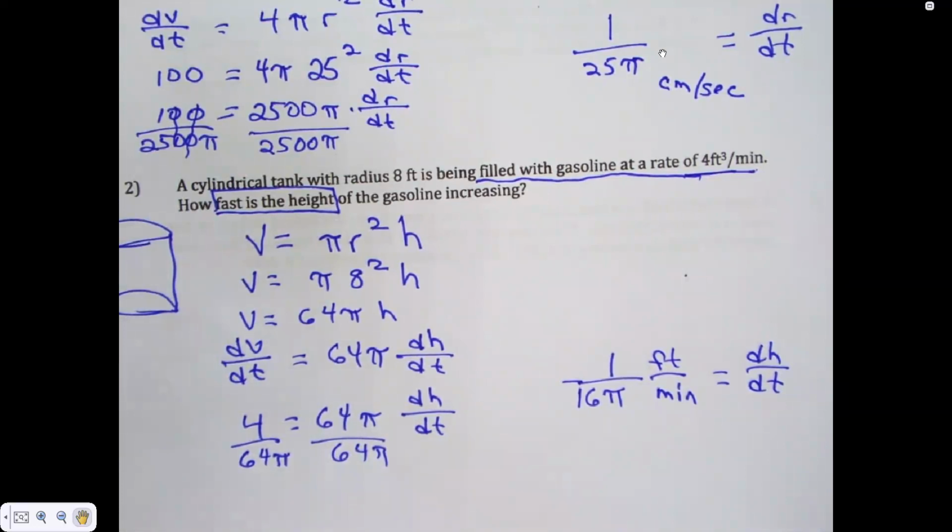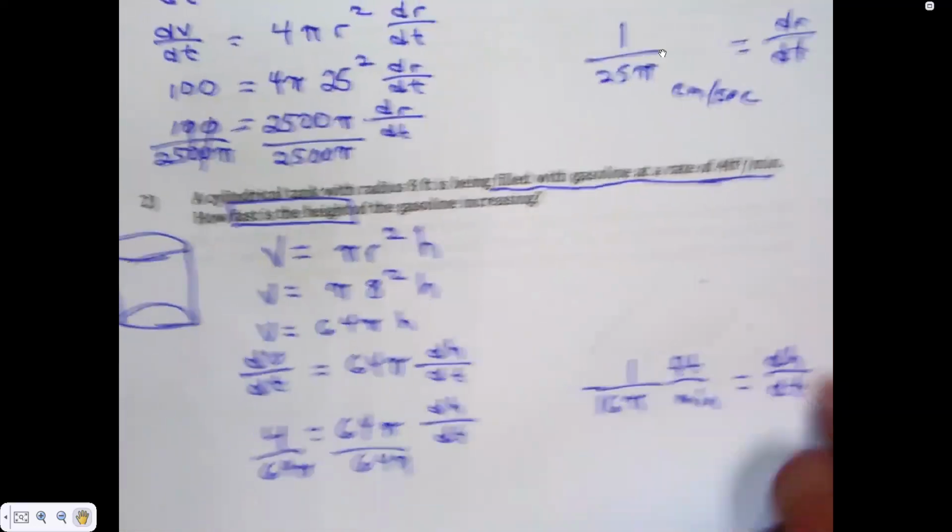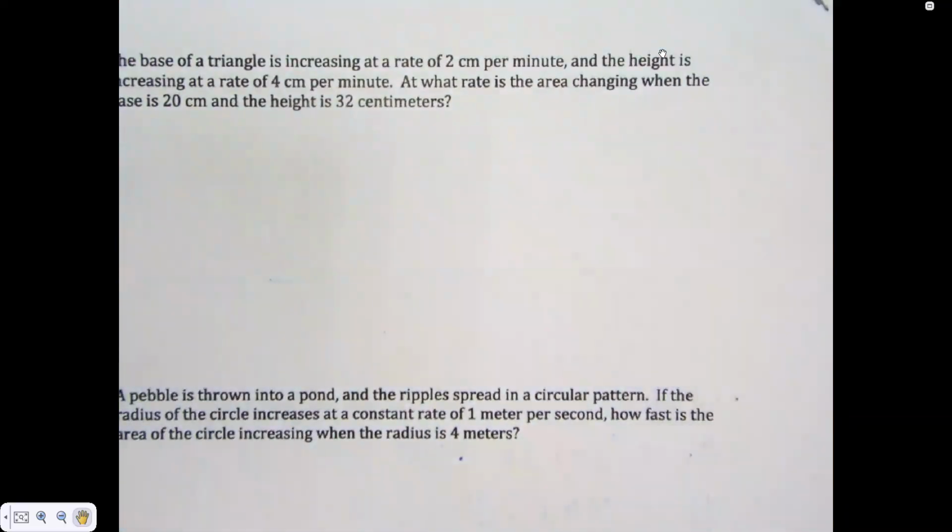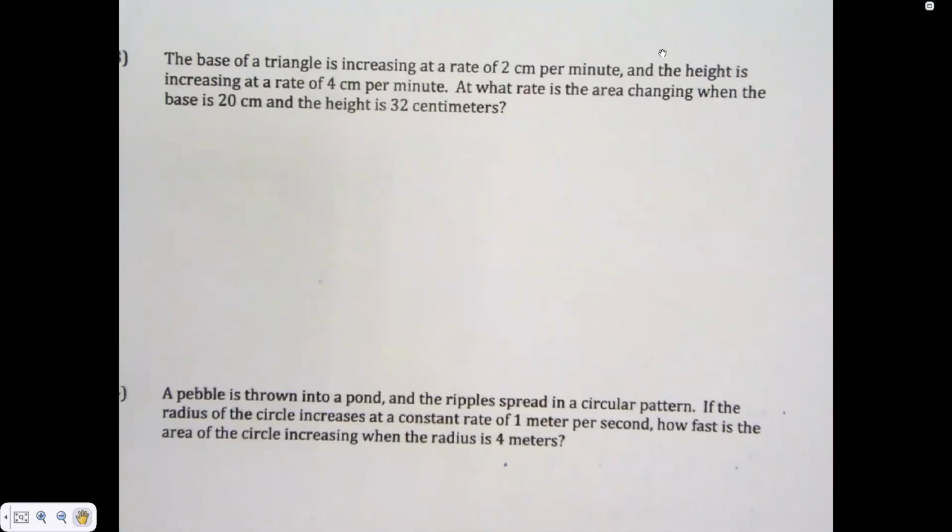Okay, let's try. Should we try another one? The biggest thing is that equation, if you can come up with that equation. Right, the base of a triangle is increasing at a rate of 2 centimeters per minute. Height is increasing at a rate of 4 centimeters per minute. At what rate is the area changing when the base is 20 and the height is 32?